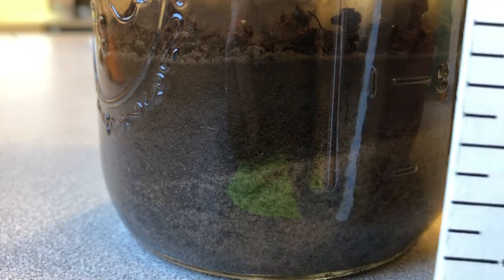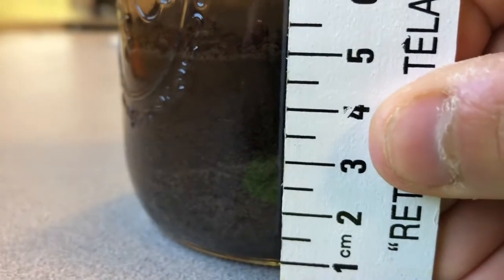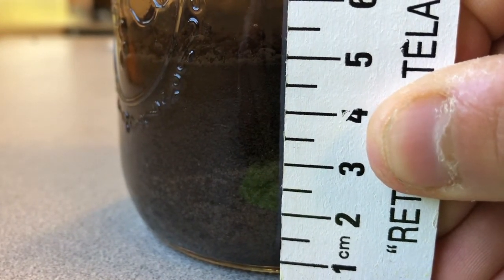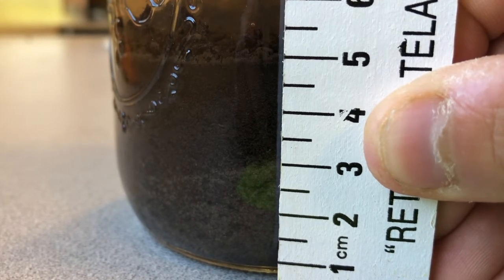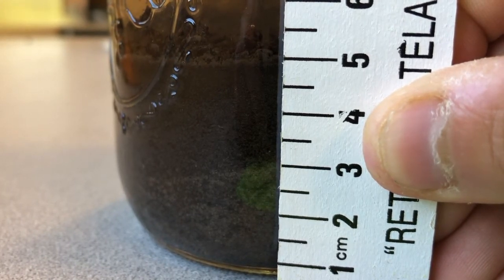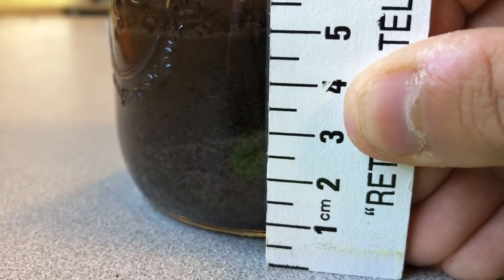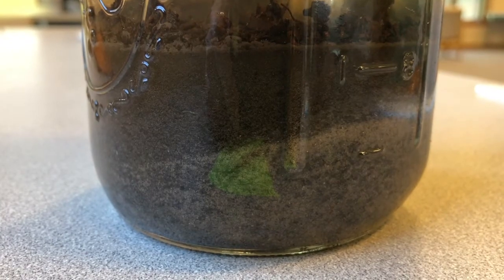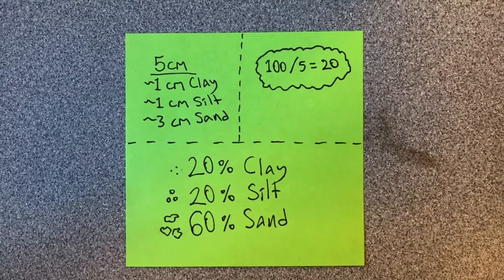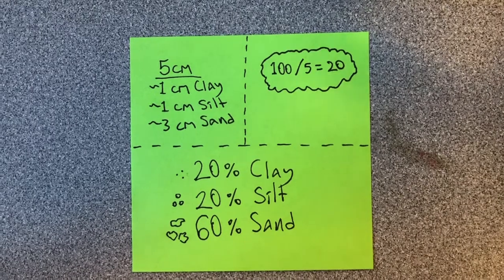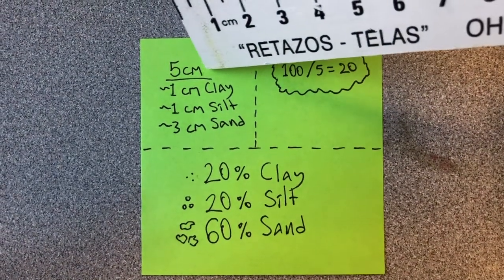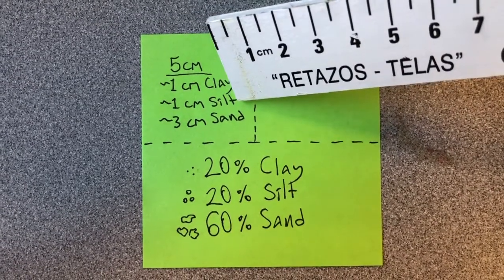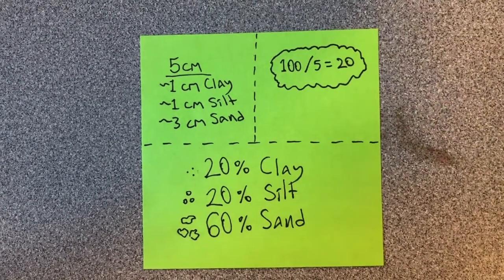And I'm looking at it with my ruler. We've got about 5 centimeters total, and about 1 centimeter of clay, 1 centimeter of silt, and 3 centimeters of sand. So that's our Big Hill Park soil. So as we're breaking this down, we've got 5 centimeters of total soil cover with 1 centimeter of clay, 1 centimeter of silt, and 3 centimeters of sand.